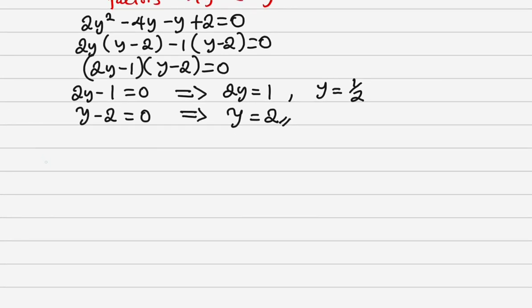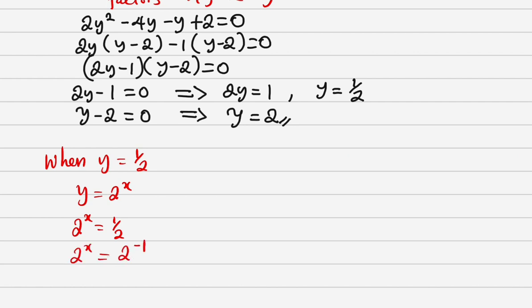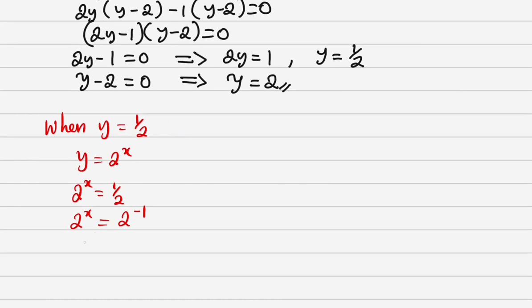How do I do that? When y is equals to 1 over 2, recall we said y is 2 raised to power x. So therefore, we are going to have 2 raised to power x is equals to 1 over 2. Using the knowledge of our indices, this is 2 raised to power minus 1. So this x must be equals to minus 1. So we are done with this. Then we'll move to the next thing.